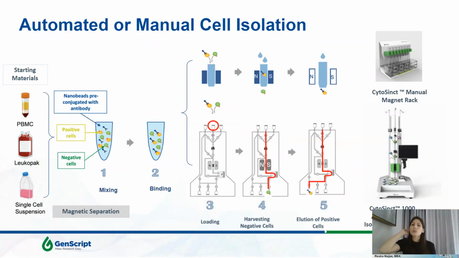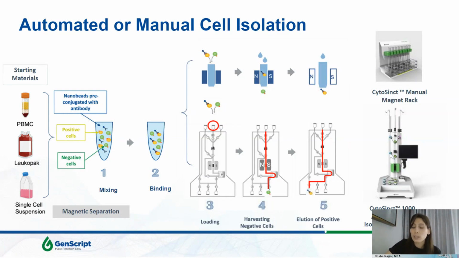So with that said, I do want to show you the typical solutions that we have for both automated or manual isolation. Starting material, whether it's PBMC or leukopak or a single cell suspension, we will do either positive cell selection or negative cell selection. It is based on our magnetic bead technology, conjugated with antibodies specific to the application you're working with, whether it's CD4, CD8, or maybe something else. We're constantly expanding the different selections. We are also working on our custom platform that will enable us to make something specific to any client.